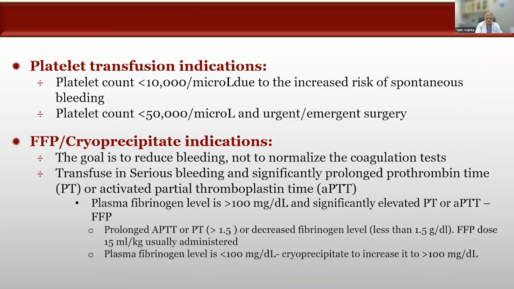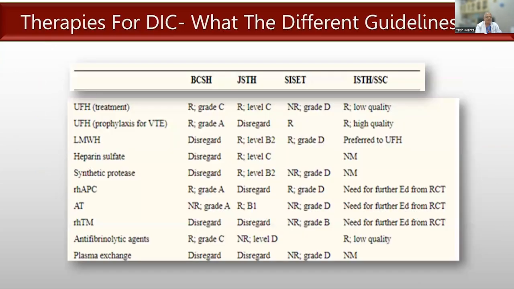So when does one transfuse platelets? If the platelets are less than 10,000, that is a risk of spontaneous bleeding. If you're planning to do a procedure, then the platelet count should be more than 50,000. FFP or cryo, if APTT or PT are more than 1.5 times normal, and plasma fibrinogen less than 100. So these are the various recommendations.